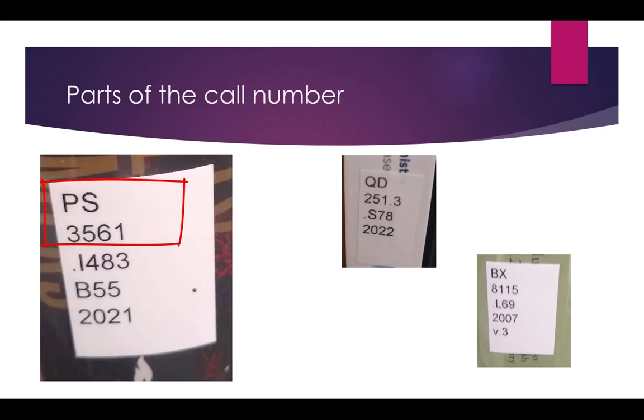The 3561 that follows further refines the subject. This first number line is read as a whole number. Everything after it, with the exception of the date at the end, will be read as a decimal.